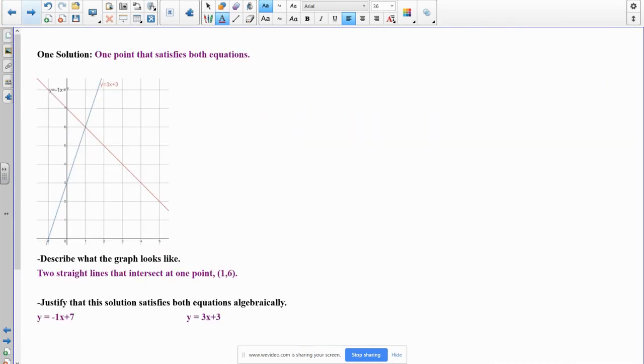So there are 3 different types, just like in the last lesson: one solution, infinite solutions, and no solution. I'll go through each one of those, and we'll start here with one solution.